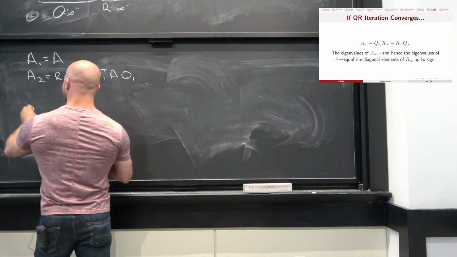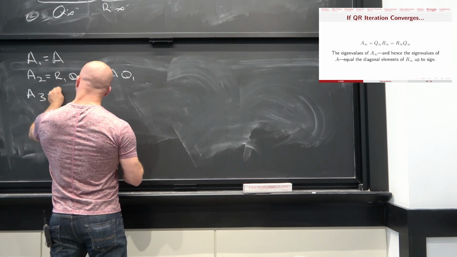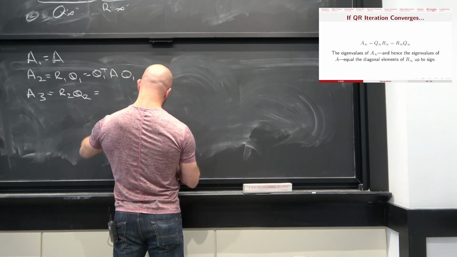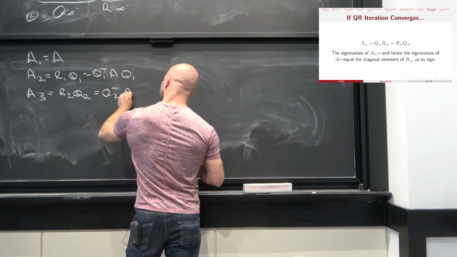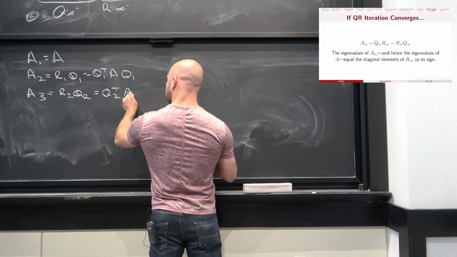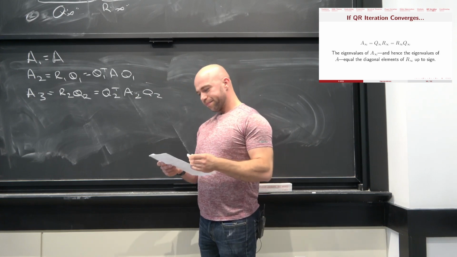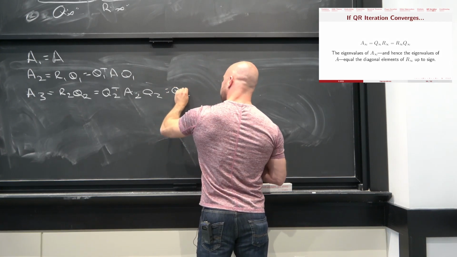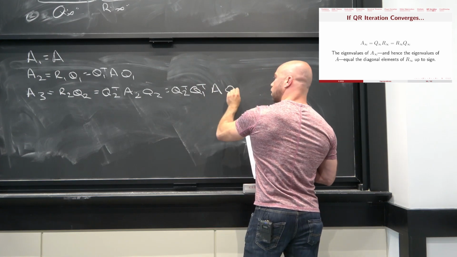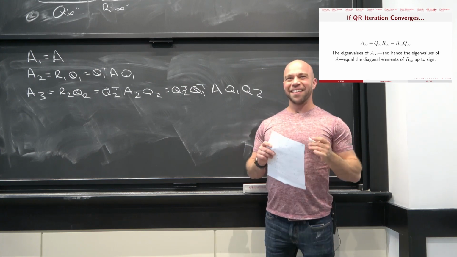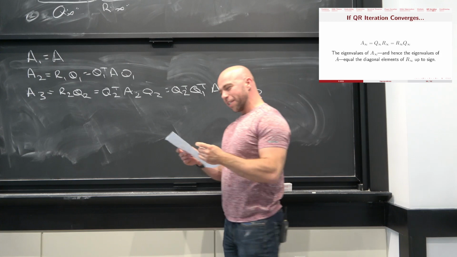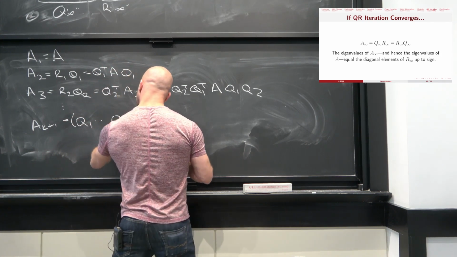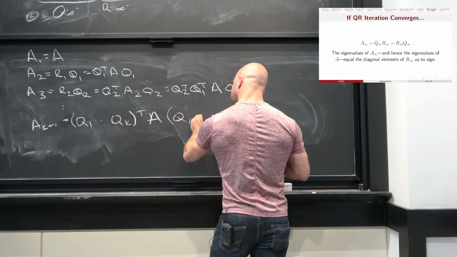Okay, what's going to be A3? Well, this is equal to R2 Q2. And of course, again, by our conjugation property, that's the same thing as Q2 transpose A2 Q2. Well, now we have an expression for A2 here, so let's plug it in. So this is equal to Q2 transpose Q1 transpose A Q1 Q2. Okay, so we're okay by doing induction at this point. So in particular, we show that A_{k+1} is equal to (Q1 to Qk) transpose A (Q1 to Qk).